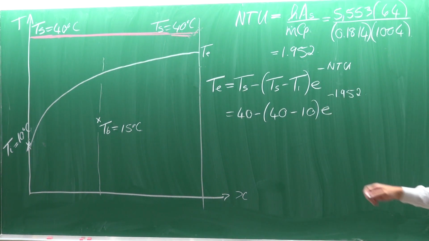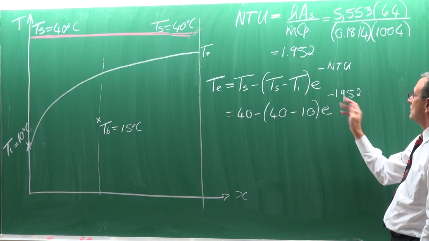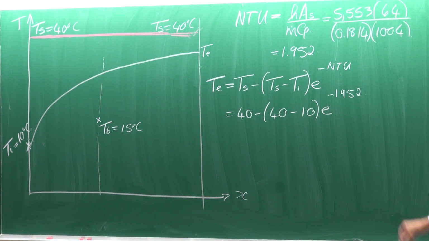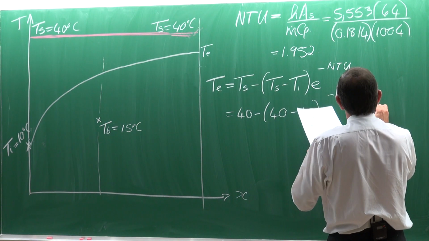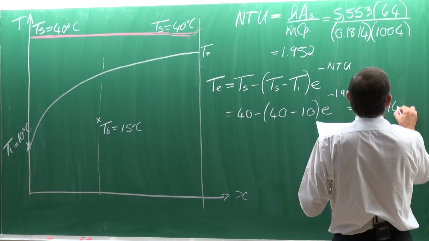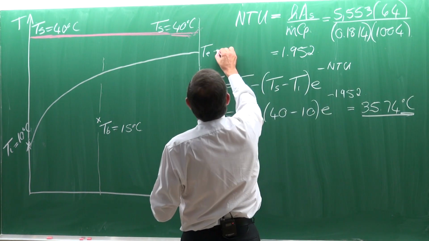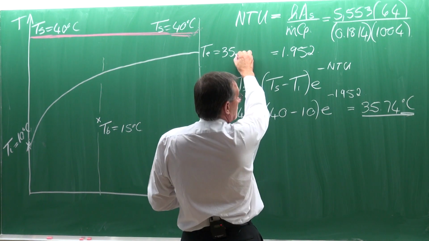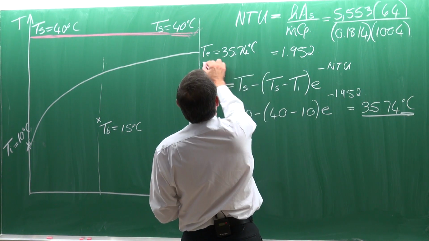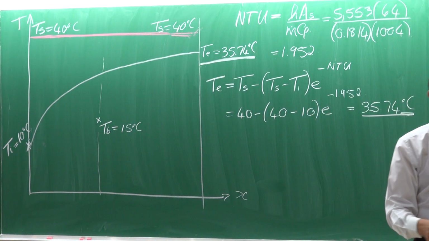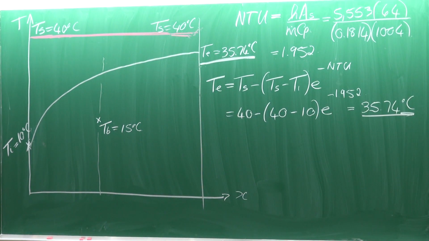So the outlet temperature is 40 minus 10 e to the minus 1.952, and that gives us an outlet temperature of 35.74 degrees Celsius. Okay, so any HVAC engineer will get a heart attack. Because, I mean, you spent a lot of money to cool the air to 10, and now it's going to increase in temperature to 35, and you do not want to put air at the temperature of 35 degrees Celsius in a venue like this.